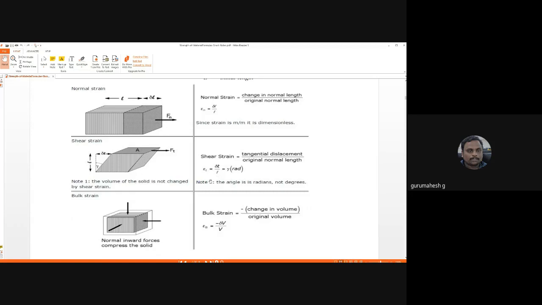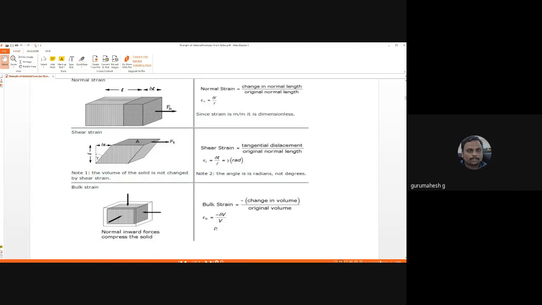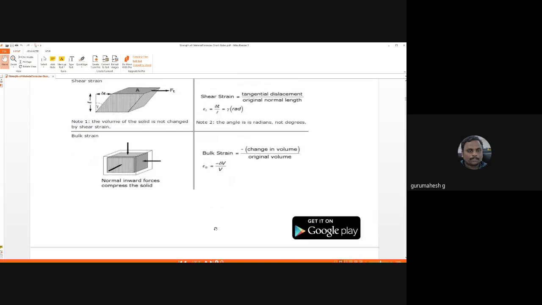Generally, we take radians as the unit, the change in the angle of the tangential displacement relative to the original. Similarly, bulk strain is equal to delta V by V, change in volume by original volume. Like that, we calculate the strains.